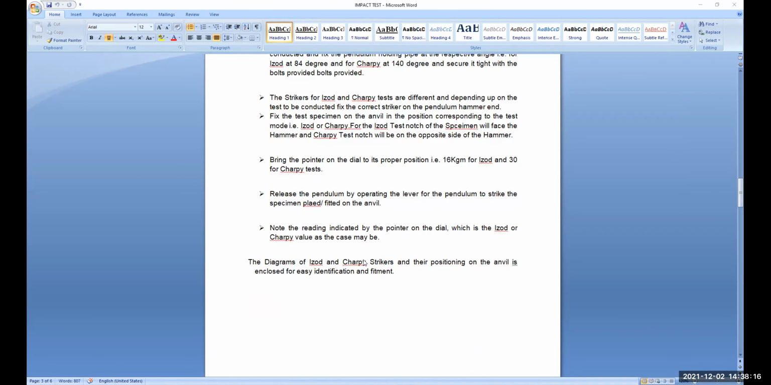Note the reading of the workpiece. Now the reading indicated by the pointer of the dial is the Izod or Charpy value, in kg. The diagrams of the Charpy strikers and their positioning on the machine are designed to reduce the movement, identification and fitness.